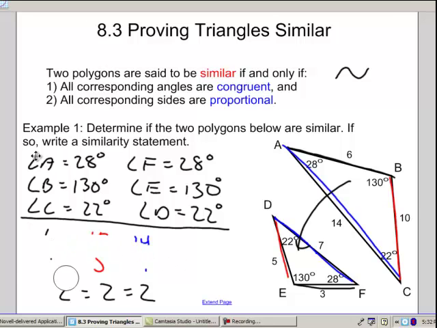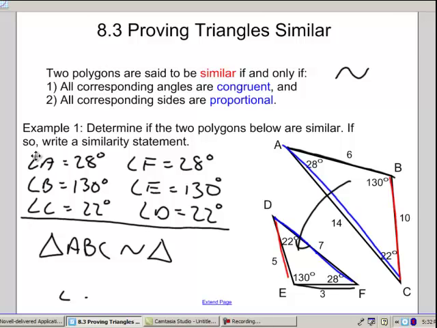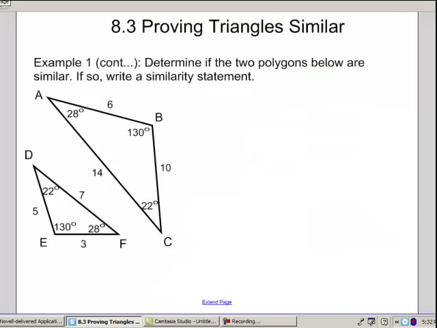Remember how these are matching up. We've got the big triangle is going to be triangle ABC. It's going to be similar to the smaller triangle. Match them up. Angle A goes with F. Angle B goes with E, and angle C goes with D. So triangle ABC is similar to triangle FED. Determine if the two polygons below are similar. Write a similarity statement. Wow, I already did that.